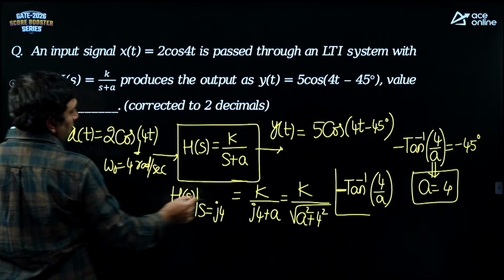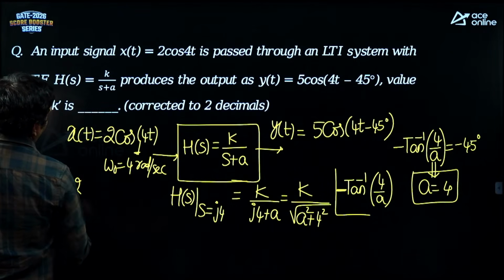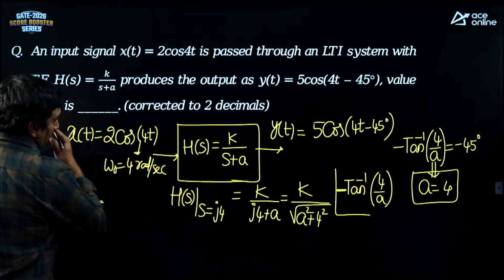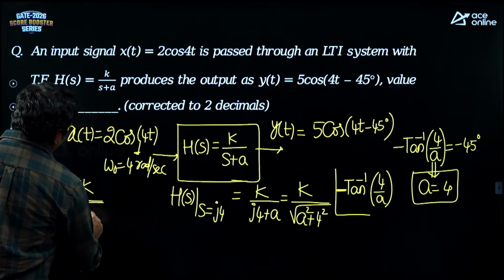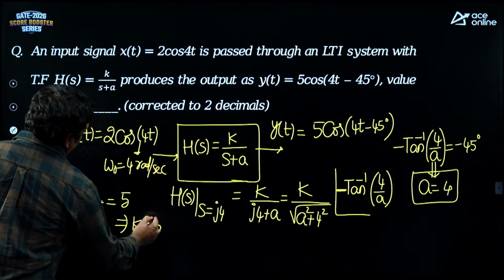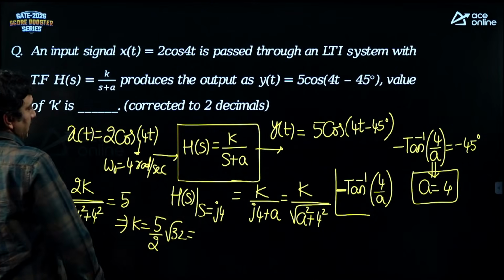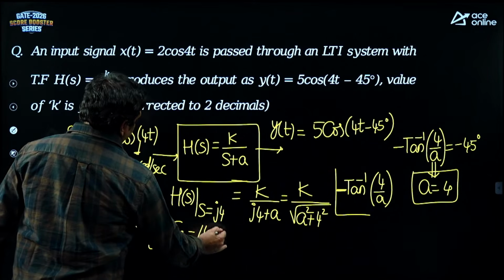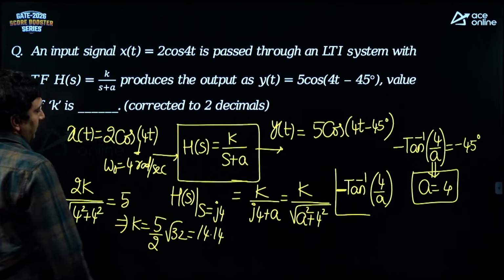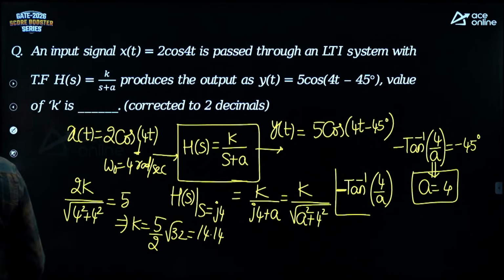Input amplitude scaled by the magnitude response is the output amplitude, or not? Input amplitude 2 scaled by the magnitude response of the system is the output. So, 2 into k by root a square plus 4 square, that is root 4 square plus 4 square, equals the output amplitude. Solve for k: 5 by 2 into root 32, that is 4 root 2. After simplification 10 root 2 becomes 14.14.